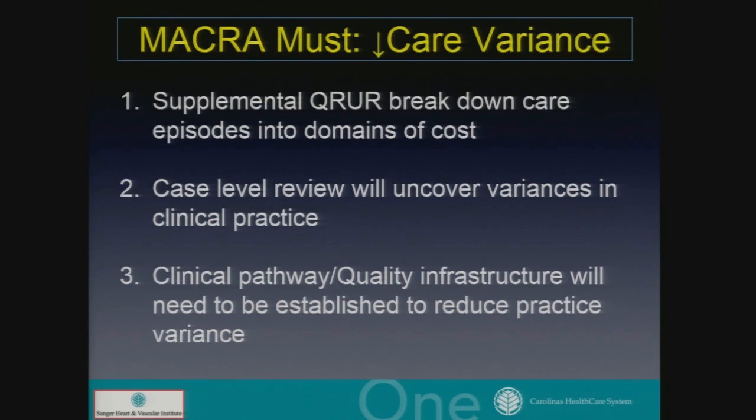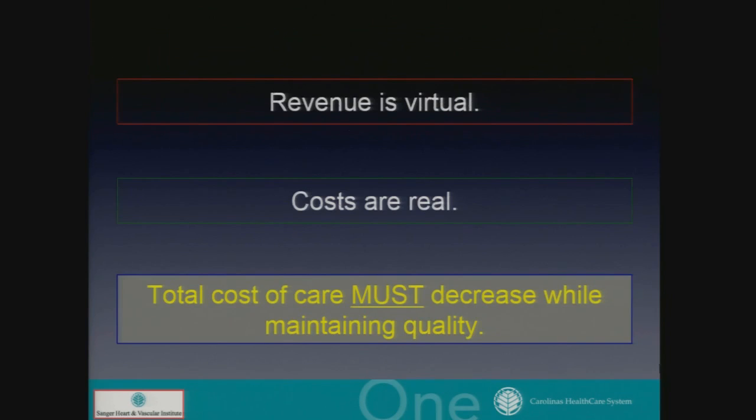So just moving forward, I think the message here is that practice variance is going to have to be reduced if we're going to be successful in the future. Pathways are going to be important. The care we're delivering is being monitored. And I guess the way I would close is with this. The revenue that we receive to do the work is virtual. At a stroke of a pen, it can go away. We've just seen that. But yet the costs are very real: the overhead, the staffing costs and so forth.